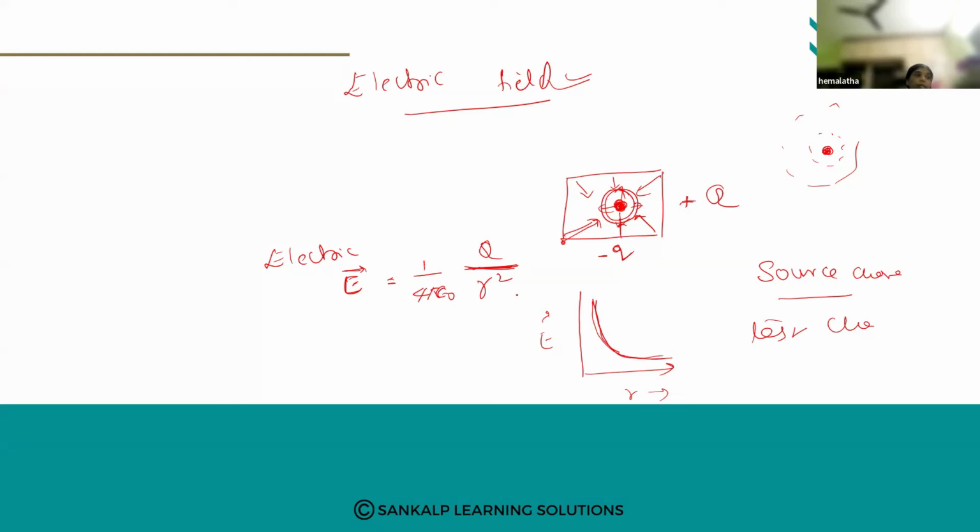So now if E is equal to 1 by 4 pi epsilon naught into Q by R square, then what is the value of F, Coulomb's force? We know that 1 by 4 pi epsilon naught into Q divided by R square. So which one is missing here? Q is missing. So E can be written as what?